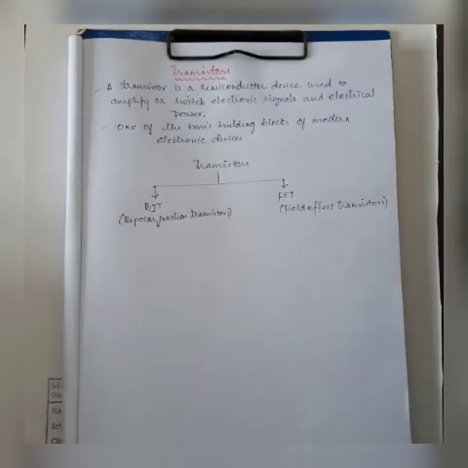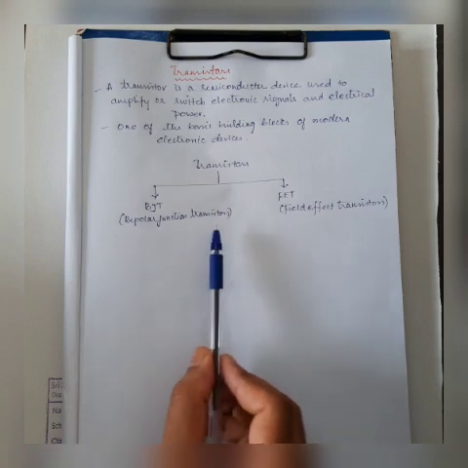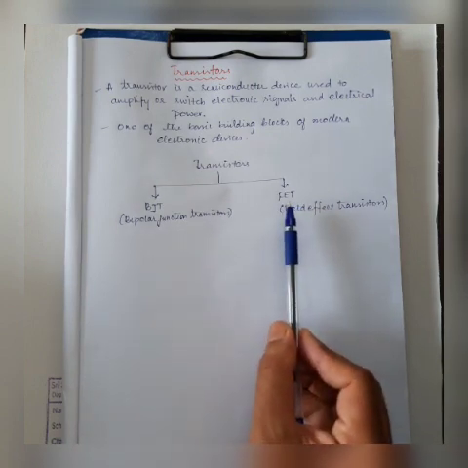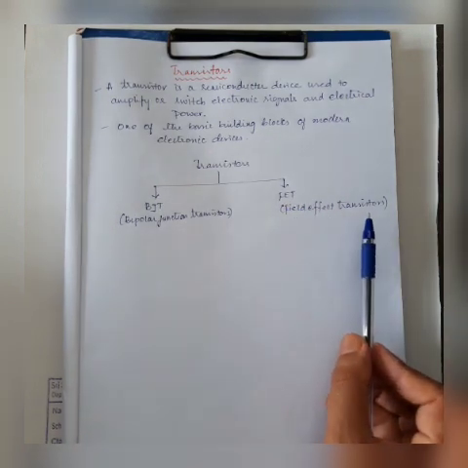Okay, so basically transistors are of two types. The first one is BJT and the second one is FET. So these are the two types of transistor. One is BJT, bipolar junction transistor. The other one is FET, field effect transistor.